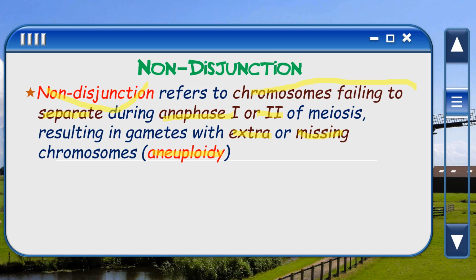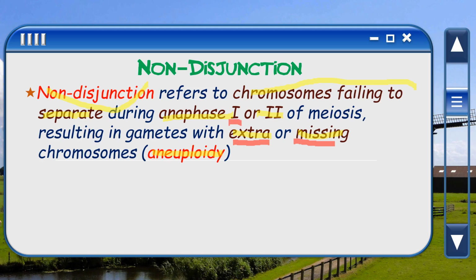Now that one is going to cause what we are calling non-disjunction. It will result in a gamete whereby one gamete will have an extra chromosome and the other gamete will be missing a chromosome. That is in anaphase 1.